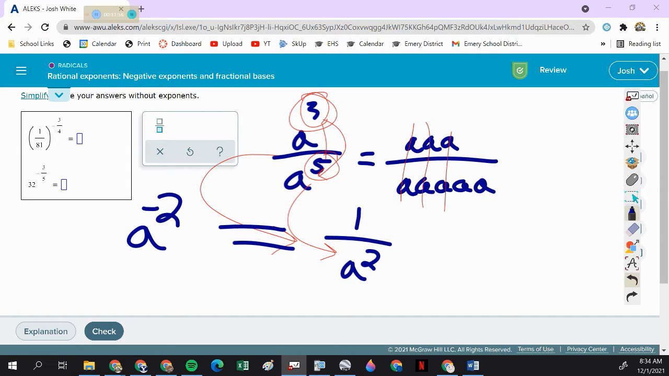It is possible to have a negative exponent, and it's just the reciprocal of a positive exponent. So a to the negative 2, let's look at it this way, a over 1 to the negative 2 is exactly equal to 1 over a squared. So negative exponents flip fractions upside down.